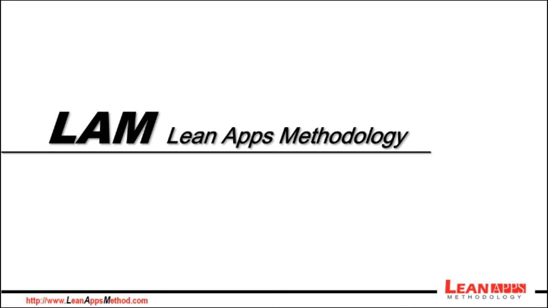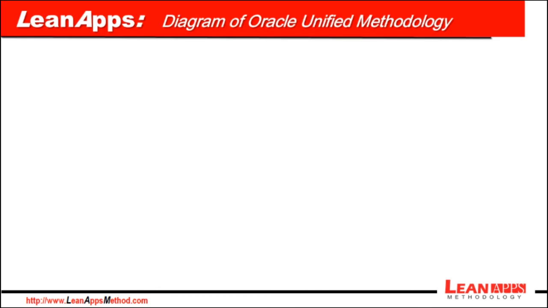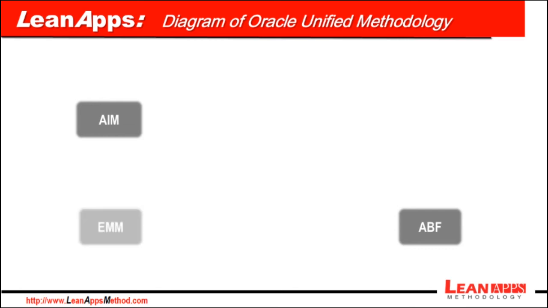But before I start explaining how LeanApps method works, let's first take a look at previous and retired Oracle methodologies. Oracle had different methodologies to address different project life cycles. They had two methods for application implementation called AIM and AIM for Business Flows, or ABF, which was an accelerated approach for application implementations. They had one method for application upgrades called EMM, Easy Path Migration Methodology.